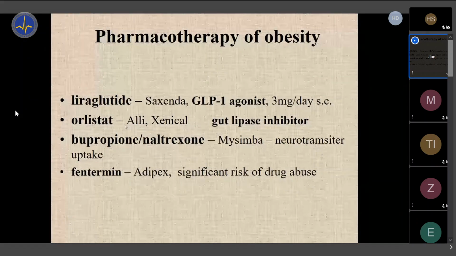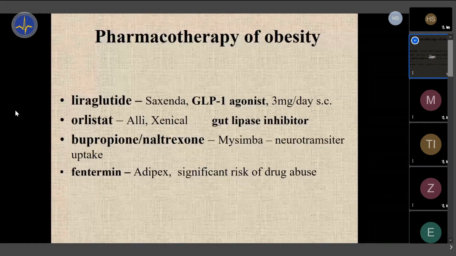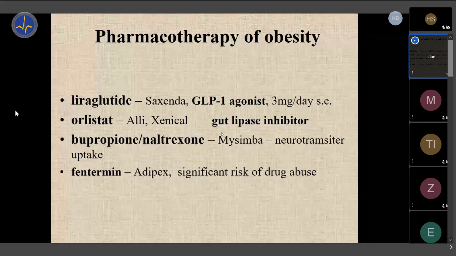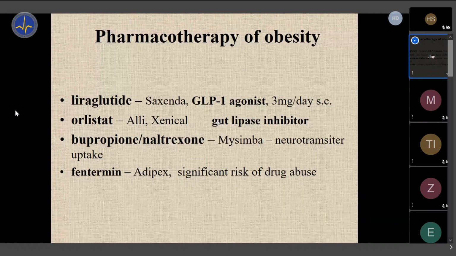Then we have other drugs. One of them has been on the market for a long time. It's orlistat. It's the inhibitor of gut lipases. So it inhibits the digestion of lipids in the gut. So the fat goes farther in the gut to the bowel, to the colon, and then the microbes digest it, and they degrade it into smaller fatty acids, which induce diarrhea.